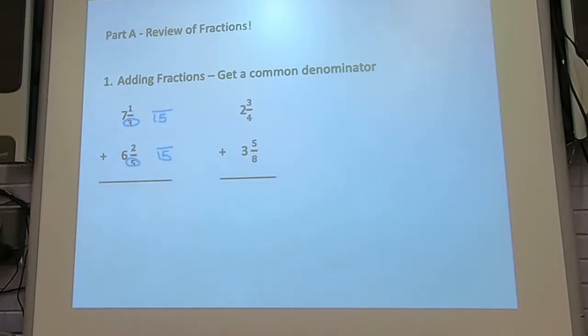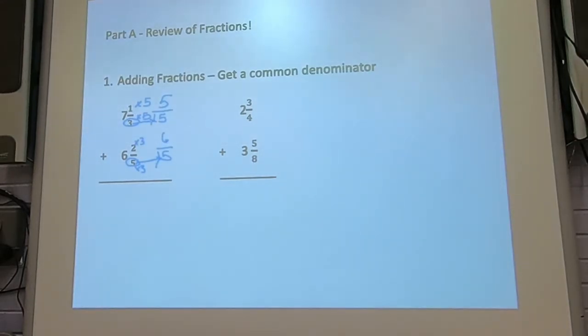Now to get the numerator, I'm going to say 3 times what is 15? It's 5. So if I had to multiply the bottom by 5, I have to multiply the top by 5. 1 times 5 is 5. Second one, 5 times what is 15? 3. So I have to multiply the top by 3. 2 times 3 is 6.